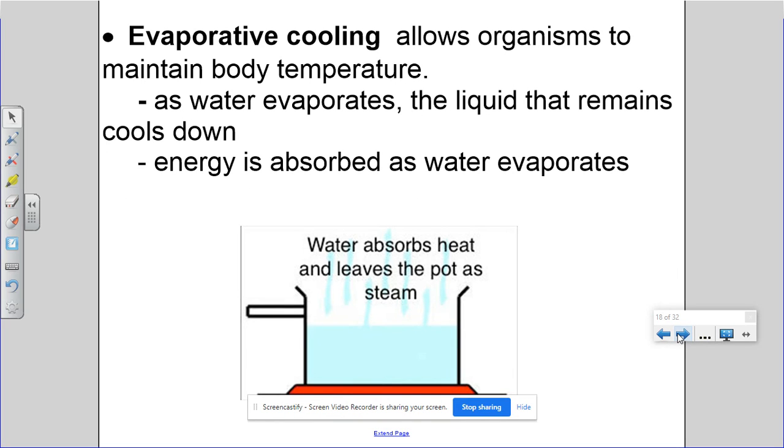The second piece of temperature moderation is evaporative cooling. This allows organisms to maintain a body temperature because as the water evaporates, the liquid that remains behind cools down. You can think about it as the water that is evaporating taking the heat with it. This is why when you sweat and the sweat evaporates, you get cooler.